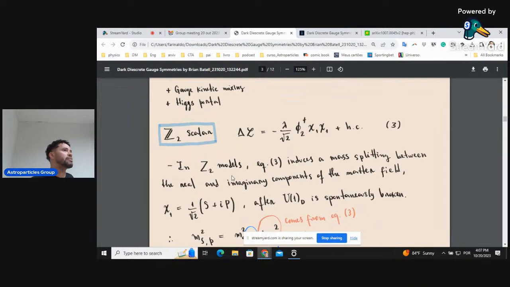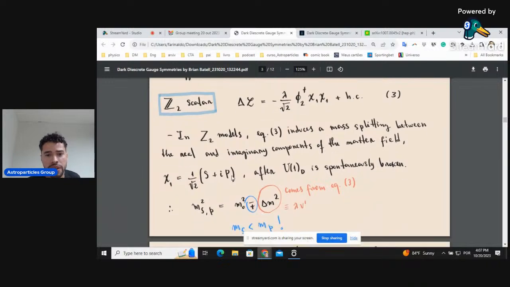So he takes the first example of a Z2 symmetry. In the case of Z2, he takes this Lagrangian here, where we have this U1D symmetry. What the hell? What's that? But this scalar will be a dark Higgs. It means that it will break this U1 symmetry, and it has charge 2. The charge assignment is 2, and this is a matter field, a scalar matter field, which has charge 1.